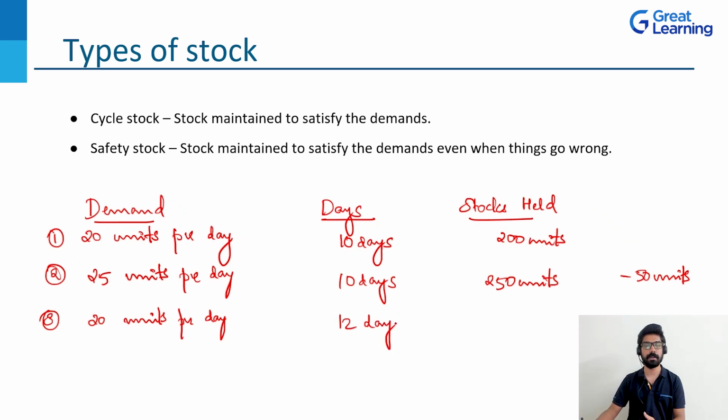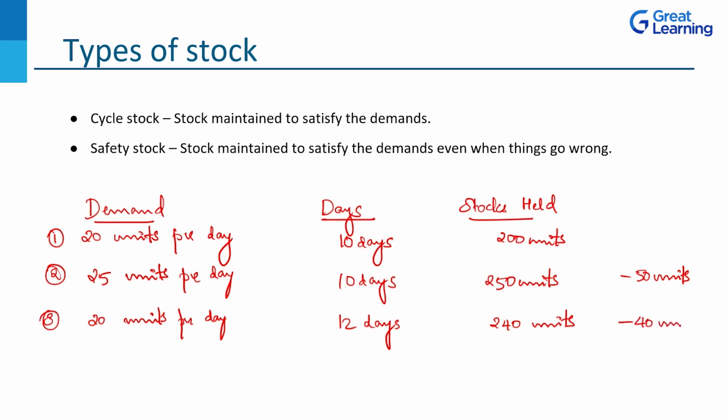Due to some errors, we'll not be able to predict everything, right? So the stock was not arriving on the 10th day. It was arriving only on the 12th day. So the demand would be 20 into 12, because you need to satisfy the demand for the next 2 days as well, even if you don't have the stock. So that is 20 into 12, which would be 240 units. But now instead of 240 units, you're only having 200 units. So here you're missing out on 40 units. See, these are all the things that can go wrong while you're planning your inventory.